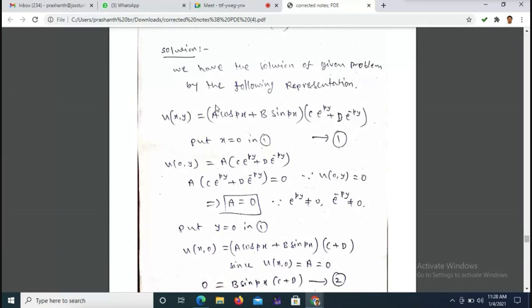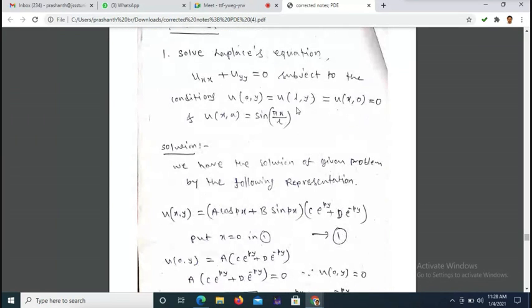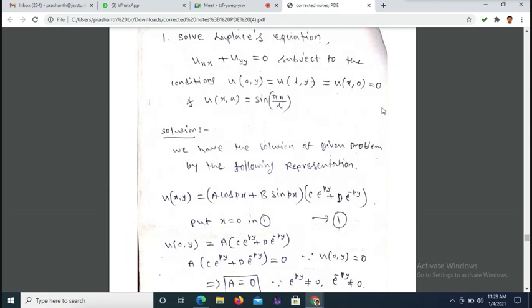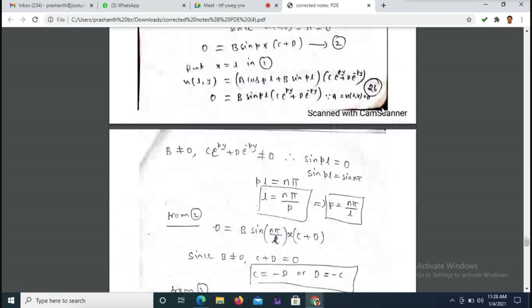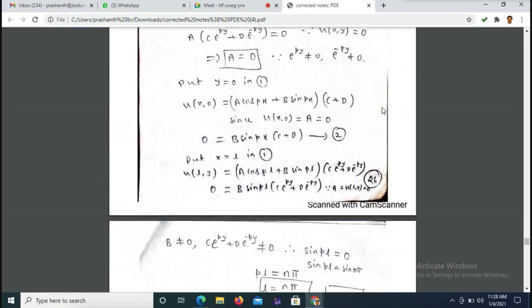I am not simply substituting x equals 0; I am doing it because he has given the data. In the place of x you put 0, you'll get u of 0 comma y is 0. So that's the reason I am substituting x equals 0, to use the data.